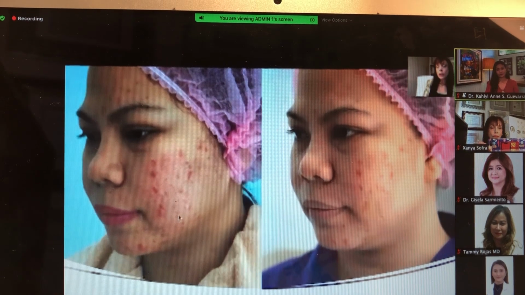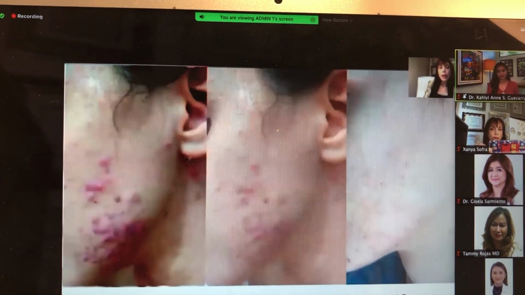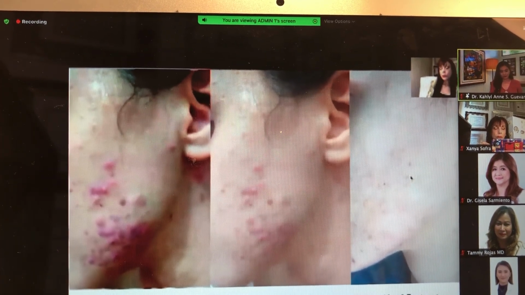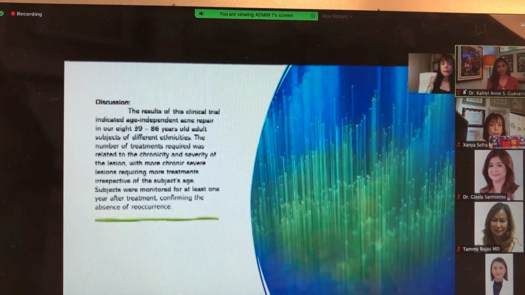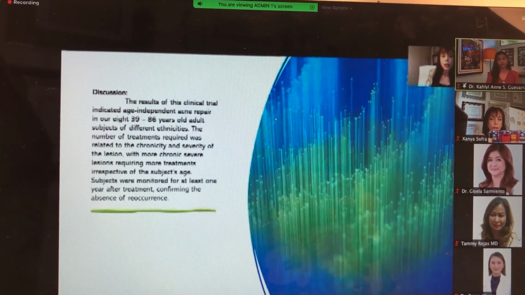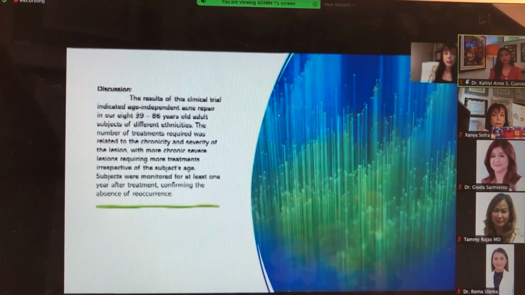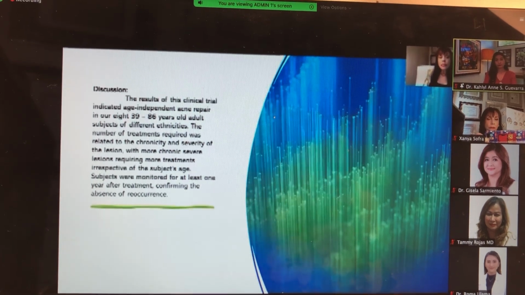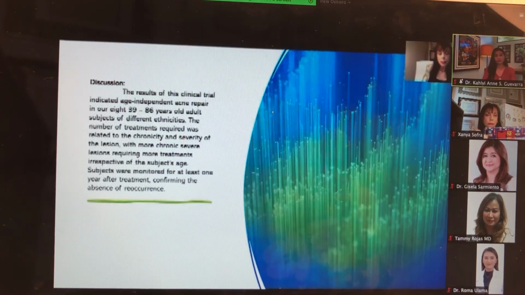Obviously, with such severe adult acne, you do need more treatments. We only performed 3 treatments. And this is before, after the first treatment, and after the 3rd treatment. So the results of this clinical trial indicated age-independent acne repair in our 8 adult patients, 39 to 86 years old, of different ethnicities. The number of treatments required was related to the chronicity and severity of the lesion, and more chronic severe lesions required more treatments.